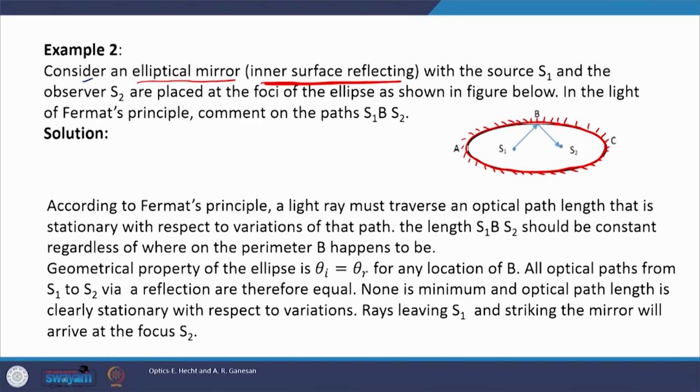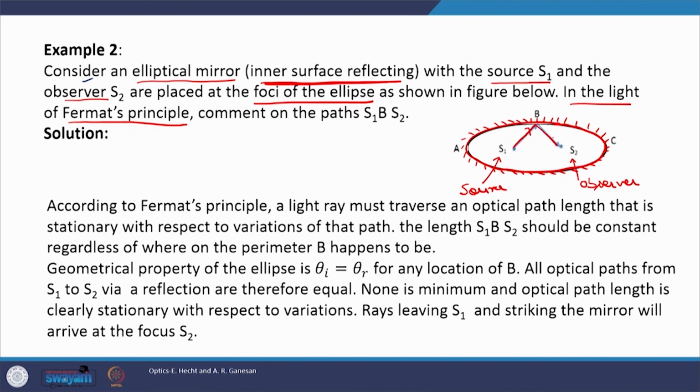Now, within this elliptical mirror, there is a source S1 and an observer S2. S1 is a source and S2 is the observer, and they both are placed on the foci of the ellipse as shown in the figure. S1 is on one focus and S2 is on the second focus. Now, the question asks for exercising Fermat principle and then commenting on a particular ray path.